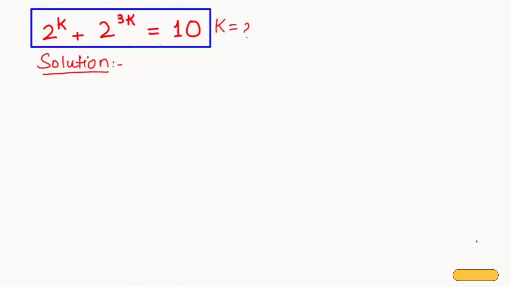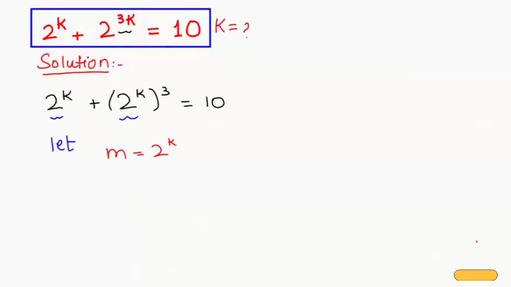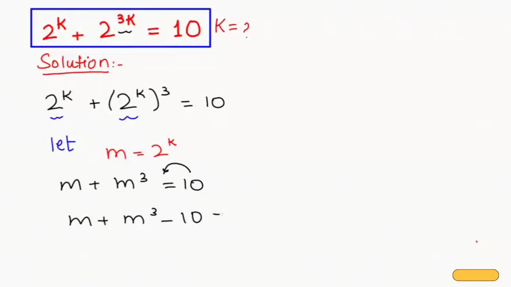In the first step, I am going to express this expression in this form: 2 to the power of k plus (2 to the power of k) whole to the power of 3 equals 10. Now here we have the common term, 2 to the power of k. So I'm going to let m be 2 to the power of k. In replacement of this 2 to the power of k, I'm going to write m plus m cube equals 10, and this I'm going to take to the left-hand side: m plus m cube minus 10 equals 0.